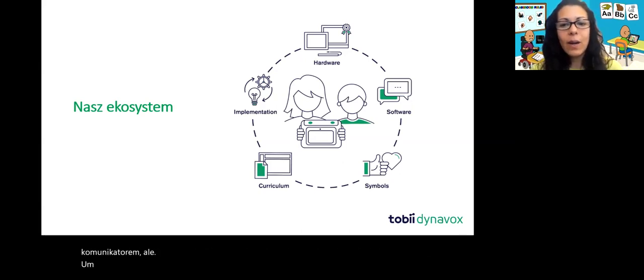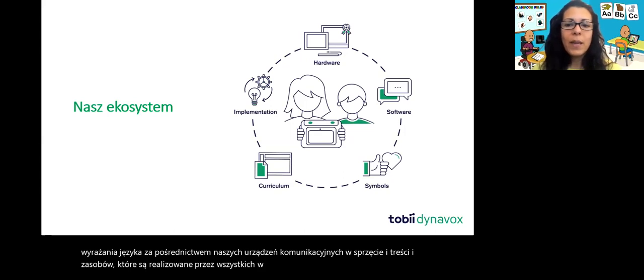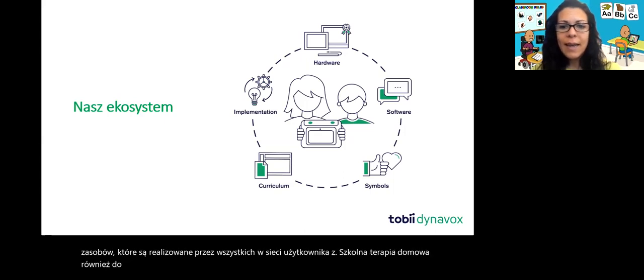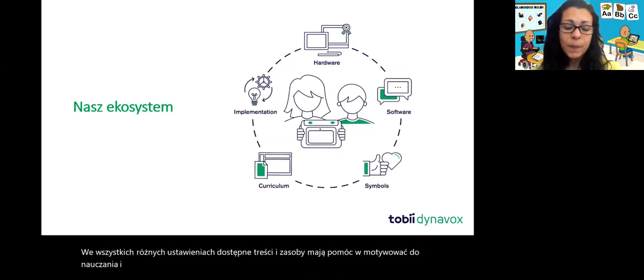So the symbols are present throughout the software for the emerging learner, and it's to express language through our communication devices and hardware, and the content and the resources that are implemented by everyone in the user's network, from school, home, therapy, also to the network of parents and family, to educators and therapy professionals, getting everyone on board for a consistent environment to optimize her language development in all different settings. The content and the resources that are available are to help motivate, teach, and develop language to her greatest potential.